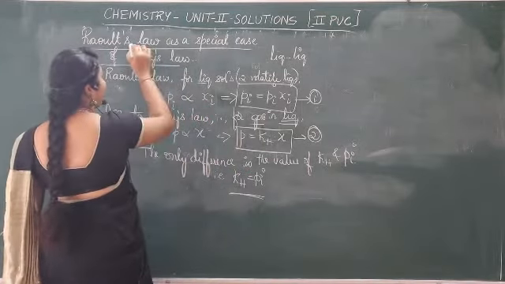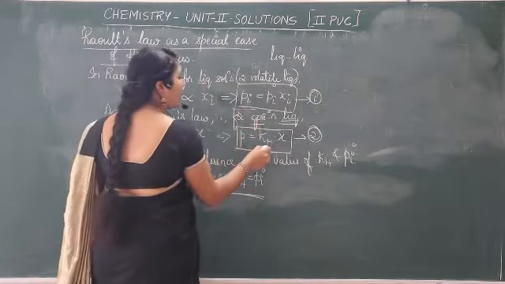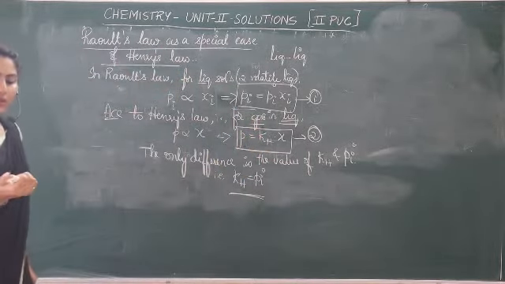Therefore, we say Raoult's law is a special case of Henry's law. Hope it is clear now.